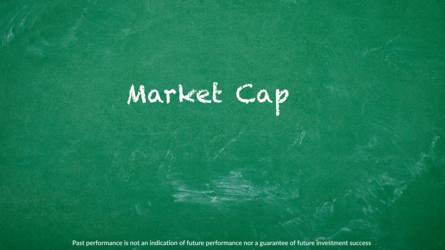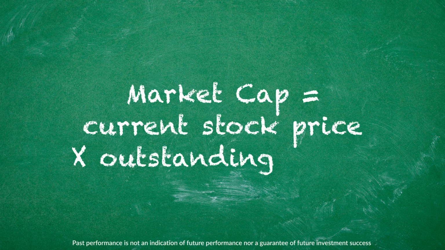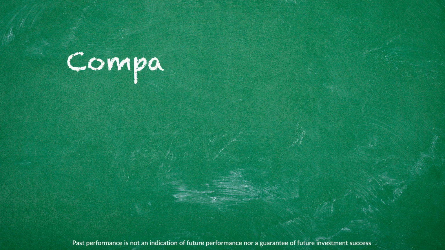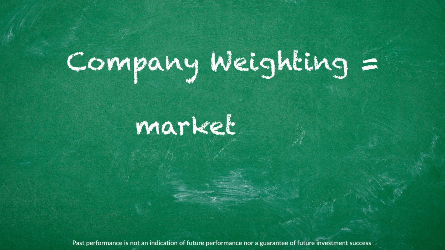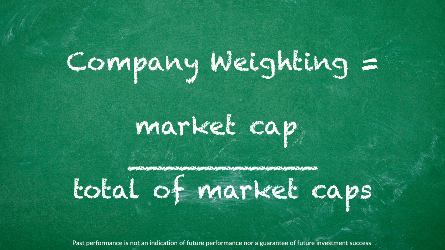The market cap is calculated by taking the company's current stock price and multiplying it by their outstanding shares, which are all the shares held by investors. So then the company weighting in the S&P is equal to that company's market cap divided by the total of all market caps in the index.